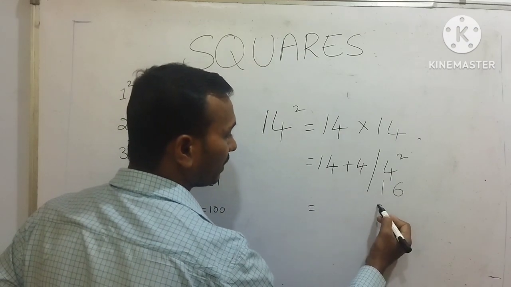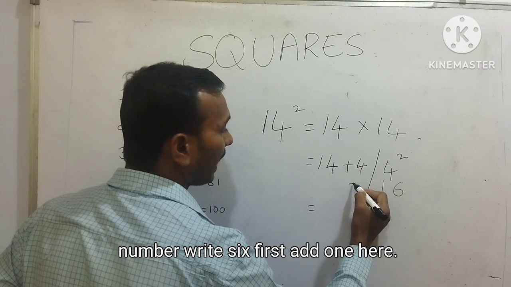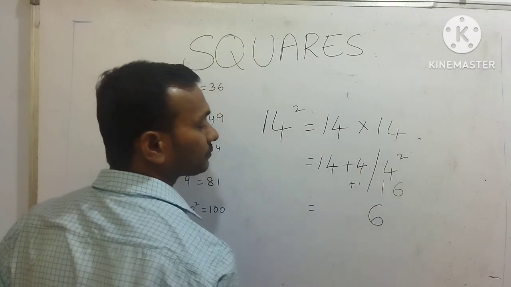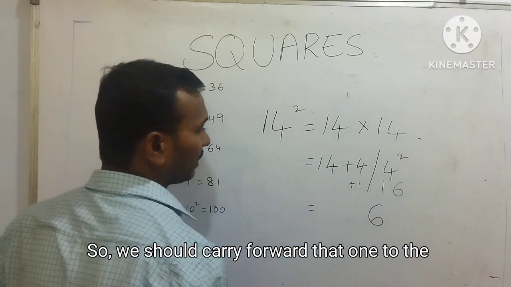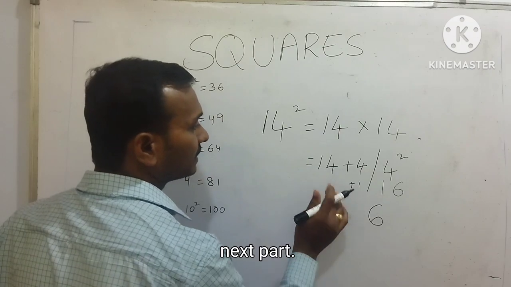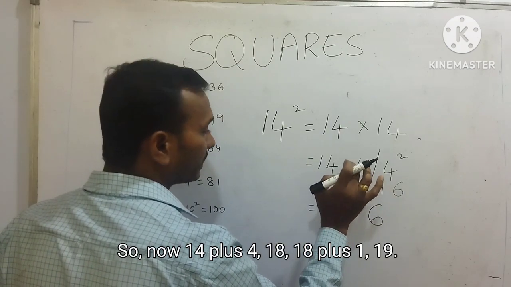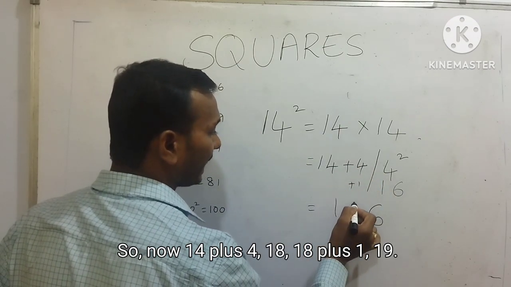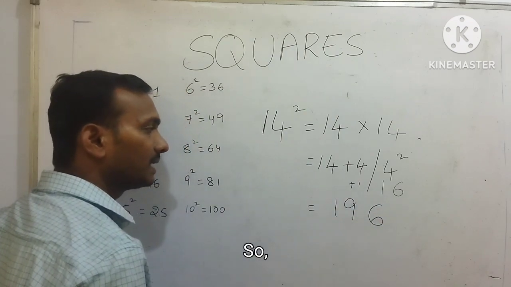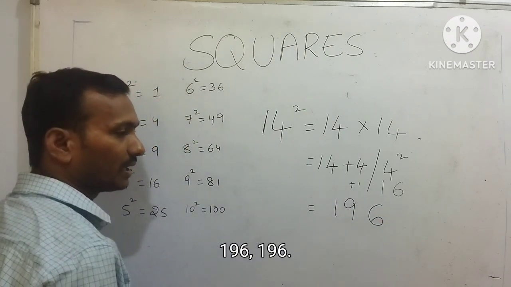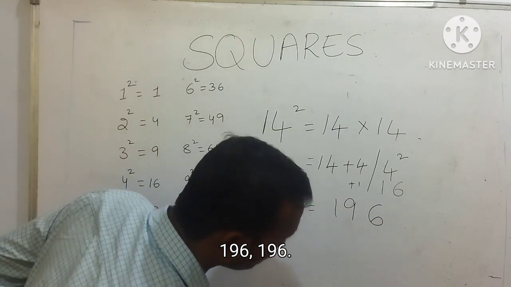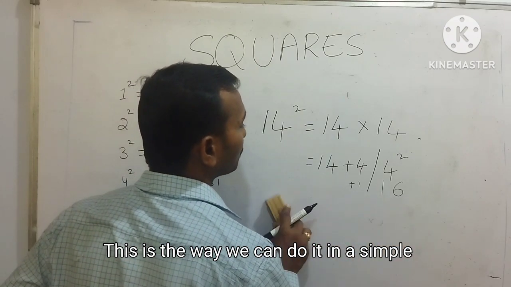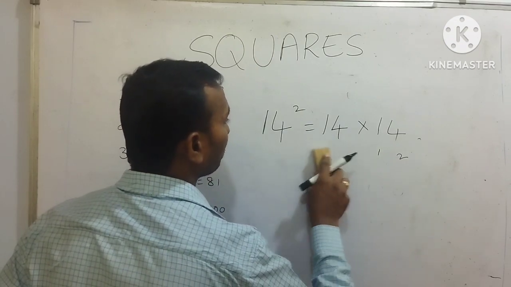16 is a two-digit number. Write 6 first. Add 1 here. So we should carry forward that 1 to the next part. So now 14 plus 4, 18. 18 plus 1, 19. So 196. This is the way we can do it in a simple manner.